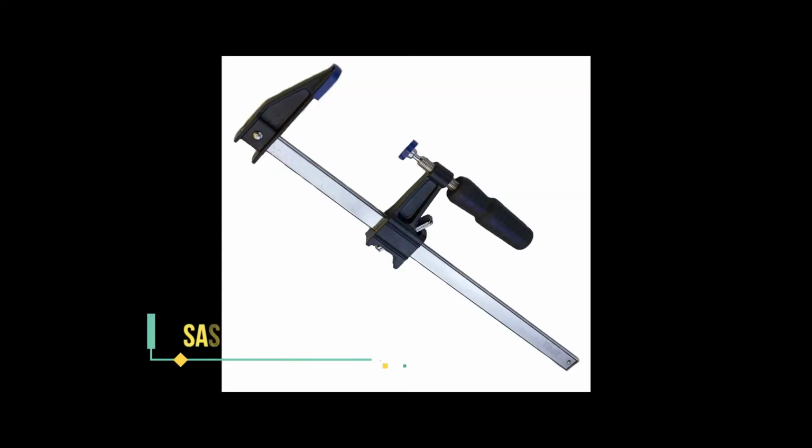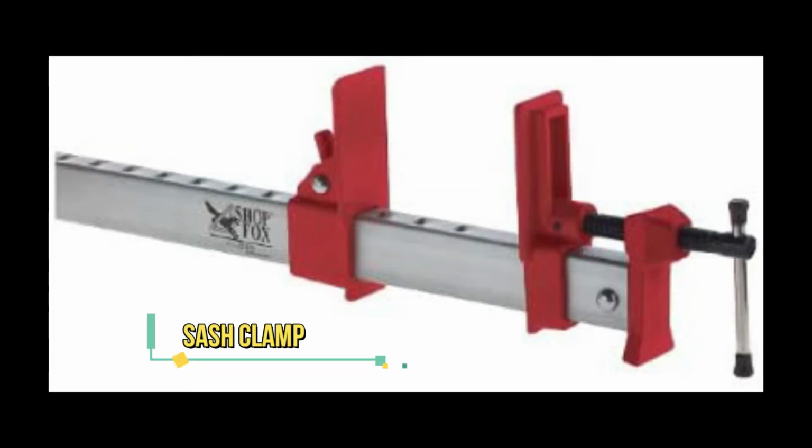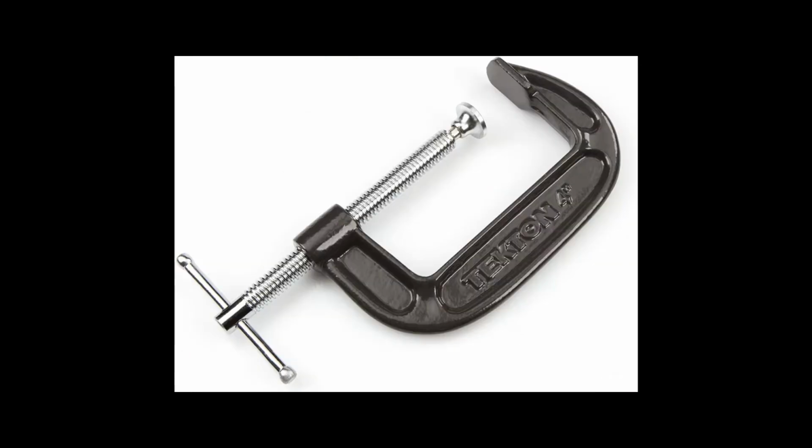The next one is a sash clamp. It is also called B clamp or T clamp. It consists of a steel body having T section.